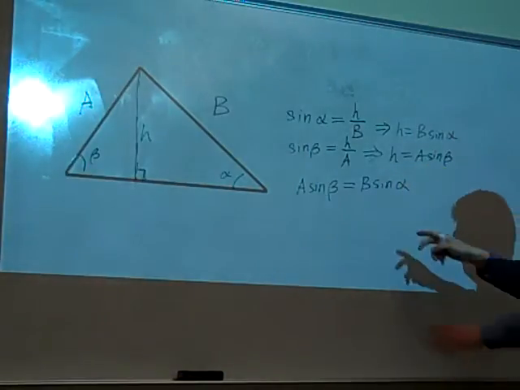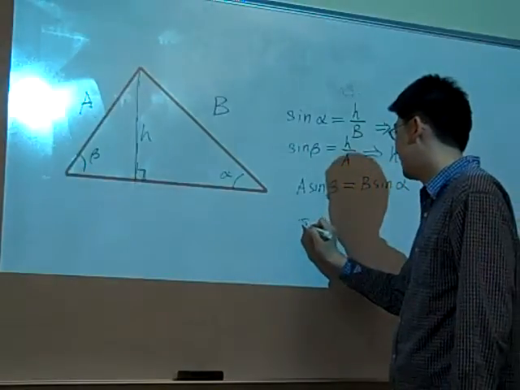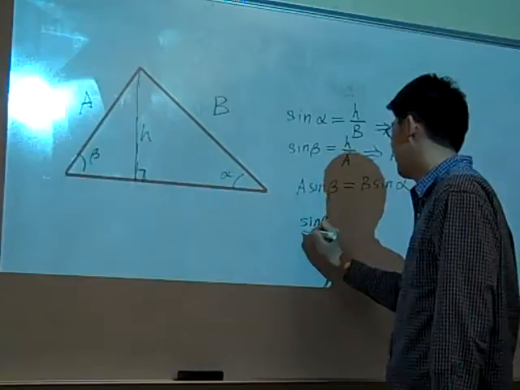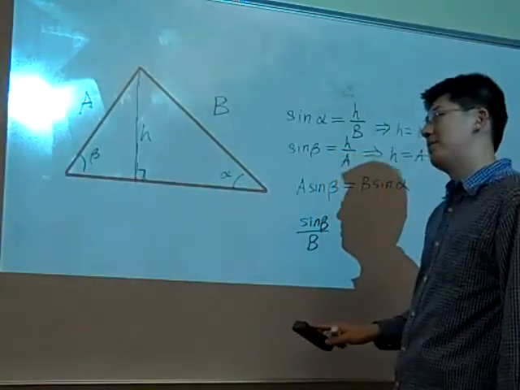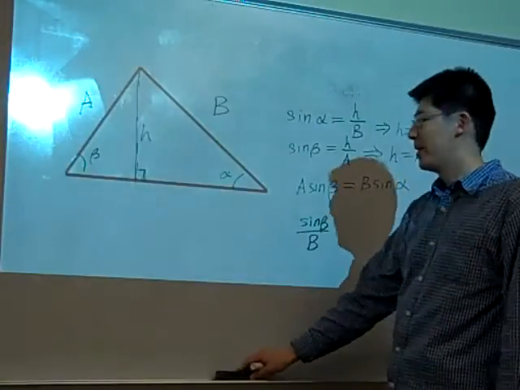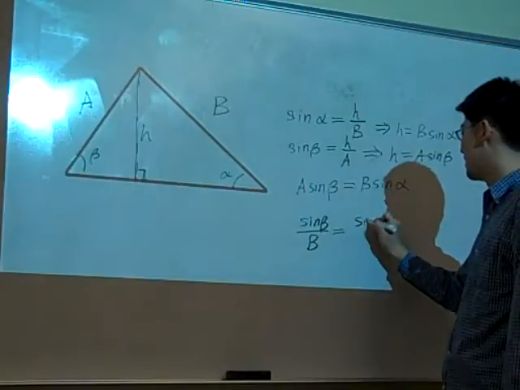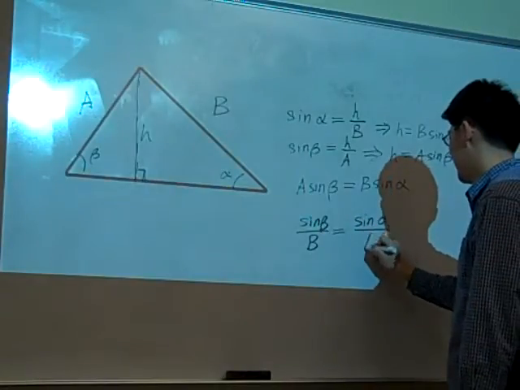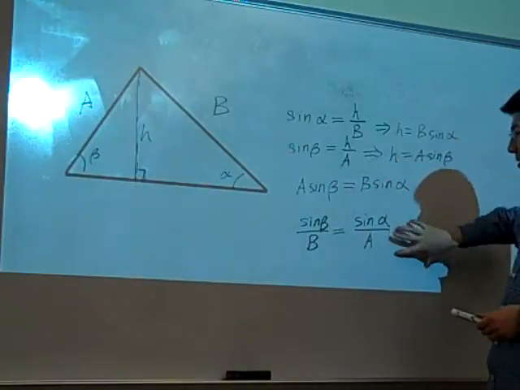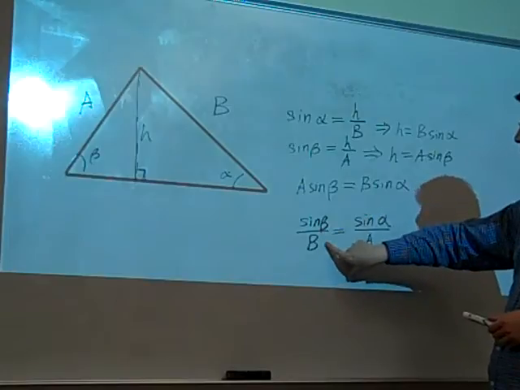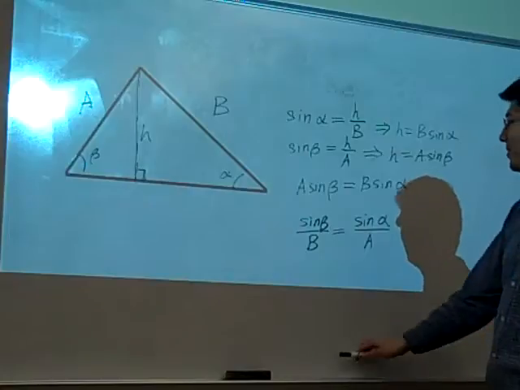Now let's divide by b, and here we divide by a, and what we get is the sine of beta divided by b. There are different forms for the law of sines, but let me just write it like that. It says sine of beta divided by b is the same thing as sine of alpha divided by a. So that means the ratio. Similarly, we can also say that b divided by sine of beta is equal to a divided by sine of alpha, because it's a ratio. You can always take the reciprocal on both sides.